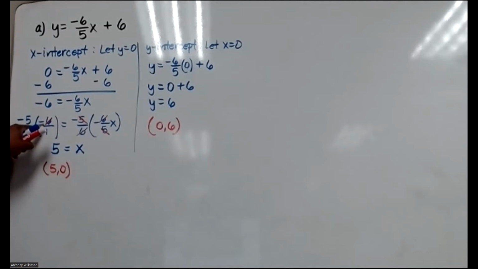Negative times negative. When you multiply two negatives, it's always going to be positive. I guess I missed a step. It's 30 over 6. 30 over 6, which will be 5. Negative 5 times negative 6, that would be 30 over 6 times 1, which will be 6. 30 over 6 will be 5. Yeah, I just did some cross divide, not, you know, with this.